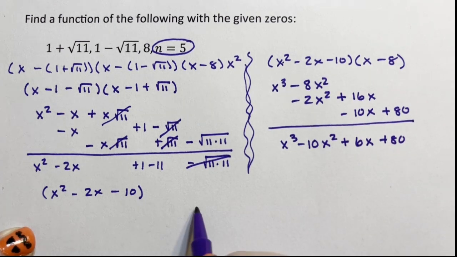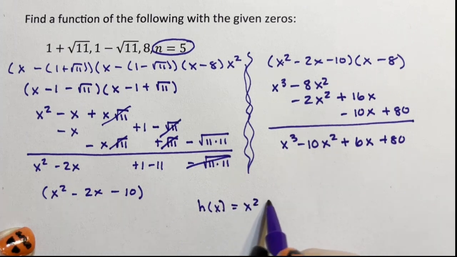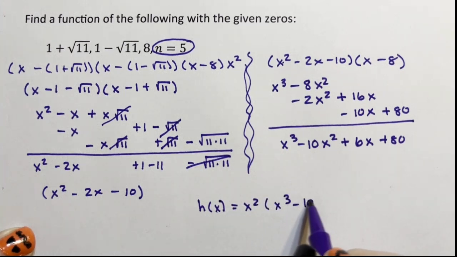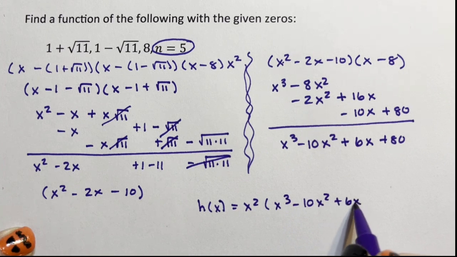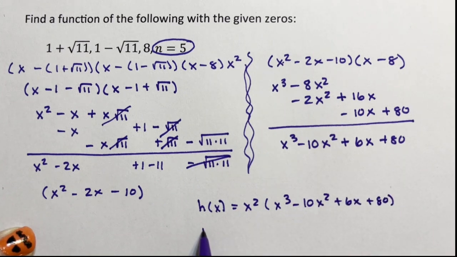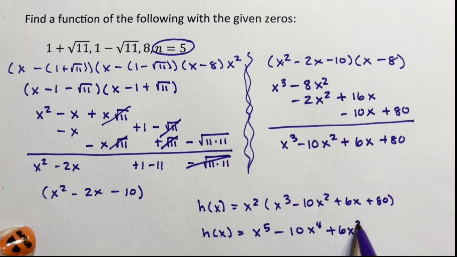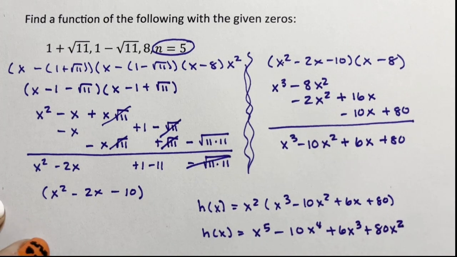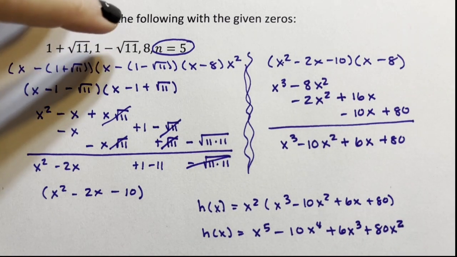But now I have that last x squared. So I'm going to say h of x is x squared times x cubed minus 10x squared plus 6x plus 80, or h of x equals x to the 5th minus 10x to the 4th plus 6x cubed plus 80x squared. And now we have the 5th order polynomial that was requested with the 3 given zeros.